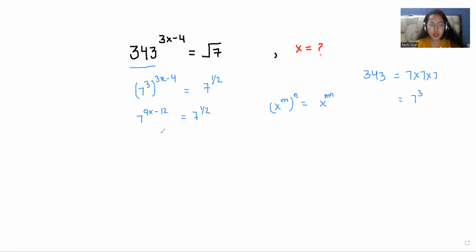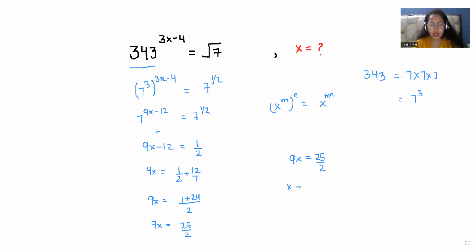Now both the bases are equal, so the powers are also equal. So 9x minus 12 is equal to half. So 9x equals half plus 12. So 9x equals, take the LCM, it's 2, 1 plus 24. So 9x equals 25 over 2.